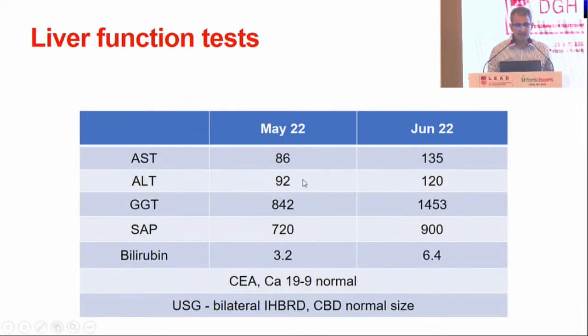These were the two LFTs he came with, a bilirubin of 3.2 in May 22 and 6.4 in June. Clearly a cholestatic pattern, gamma GT of 842 which rose to 1400, and alkaline phosphatase of 720 and 900. CA19-9 was normal. Ultrasound showed bilateral IHBRD, CBD size was reported as normal.